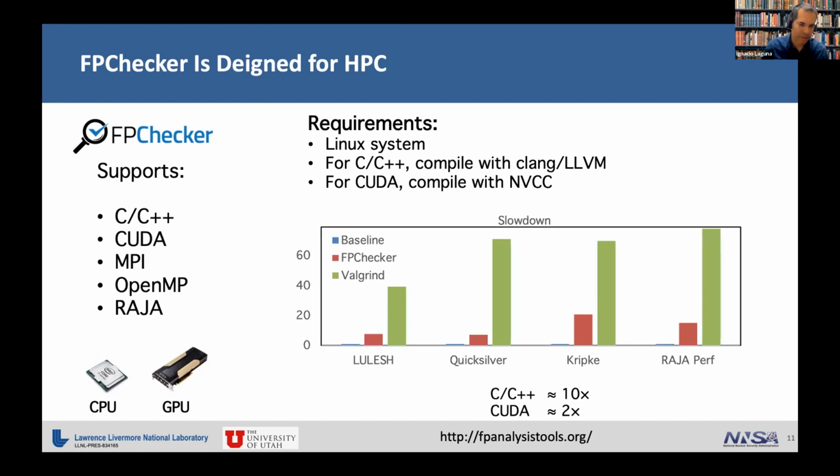For CUDA, you should be able to compile everything with NVCC. There's a slowdown, of course. This checking doesn't come for free. Here's a comparison of the slowdown for a number of proxy applications. And we compare it with Valgrind, which is a tool that a lot of people use, just so you have an idea of the slowdown that you would see. It's faster than Valgrind. Slowdown is not that high, but well, you still need to take into account that you may not be able to run larger inputs with this, because there's definitely a slowdown.